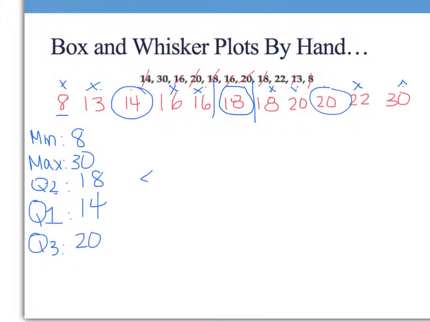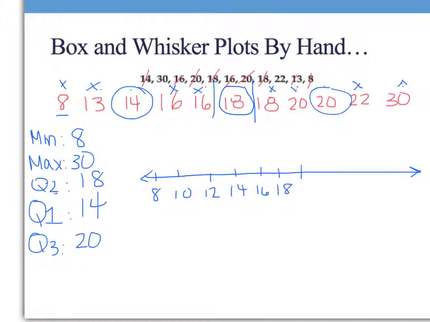So now we draw a number line to represent as much of the data as we can. So maybe we'll count by 2s, but starting from 8 if you want. You could do whatever you'd like here. 8, 10, 12. As long as your intervals are spaced evenly, it doesn't matter how you count on your number line. 14, 16, 18, 20, 22, 24, 26, 28, 30.